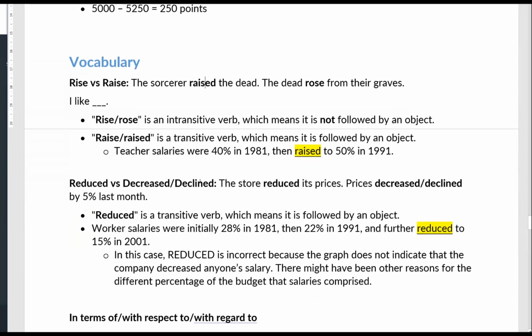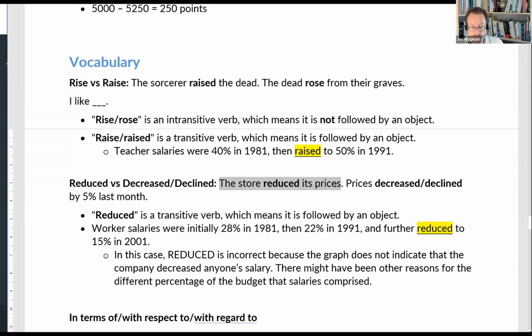Reduced, decreased, declined. It's a similar situation with some of these words. The store reduced its prices. You can say the store decreased its prices, but you can't say the store declined its prices. That doesn't work. You can also say prices decreased or declined by 5% last month. So the words are used differently. Reduced is a transitive verb, which means it is followed by an object.